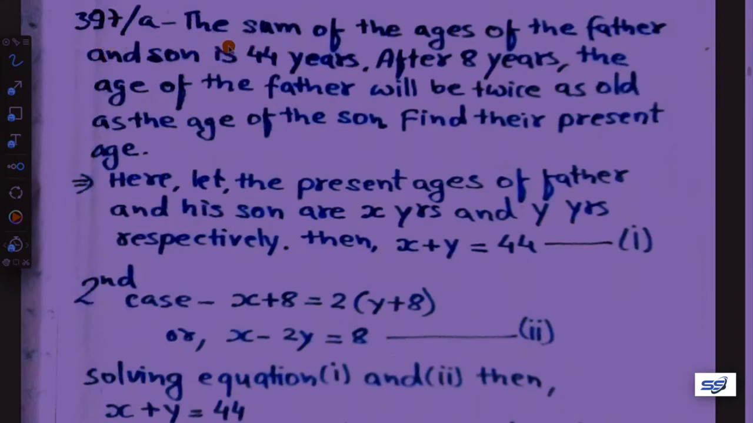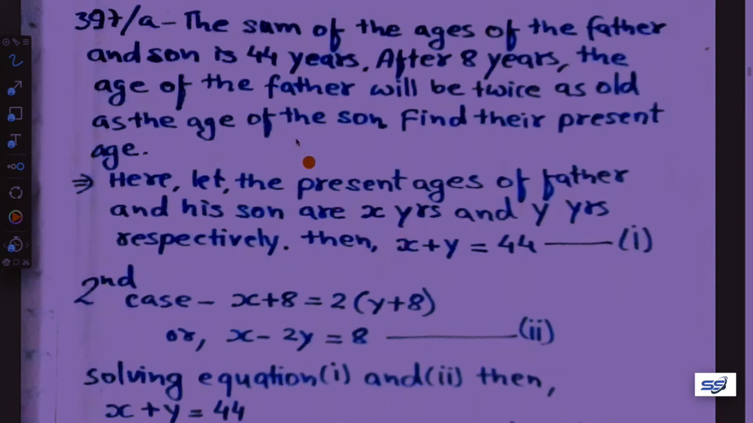Given our question, the sum of the ages of father and son is 44 years. After 8 years, the age of father will be twice as old as the age of son. Find their present ages. Now, to solve this question, we should assume certain factors. Let's see here. Let the present ages of father and his son be X years and Y years, respectively. It means the present age of father is X years and the present age of son is Y years.